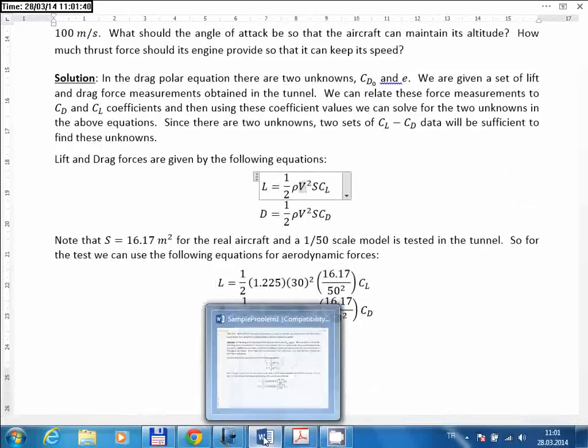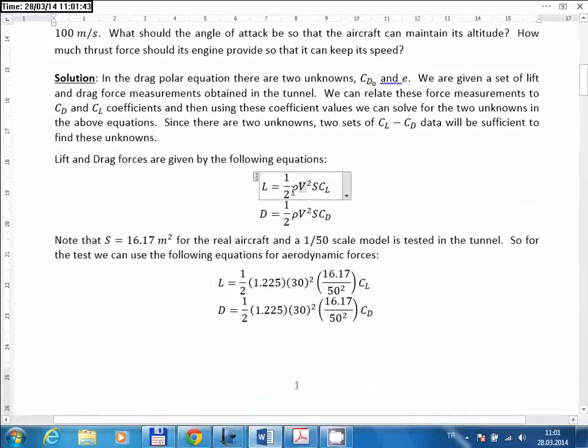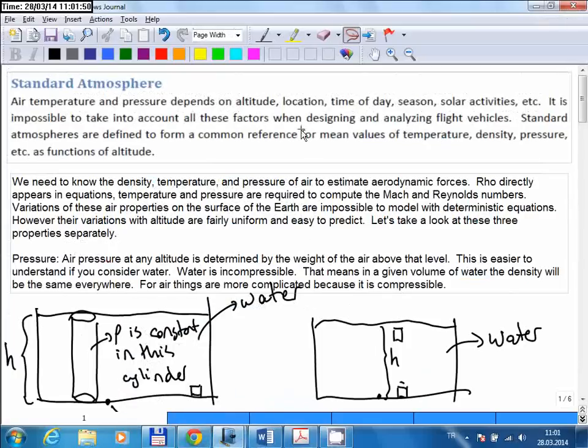And air properties, including its density, depend on a lot of different factors, right? So let me come back to the previous page. Air temperature and pressure depend on altitude. It depends on location, time of day, season, solar activities, etc. There are a lot of things that affect these air properties. So for example, the air density here in this room is not exactly equal to the air density outside the building, right? And also air density outside the building will be different than air density in Istanbul, for example. Or even within a certain city, due to a lot of different reasons, these properties change.